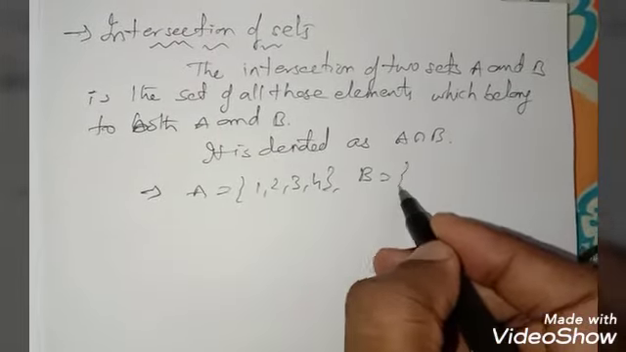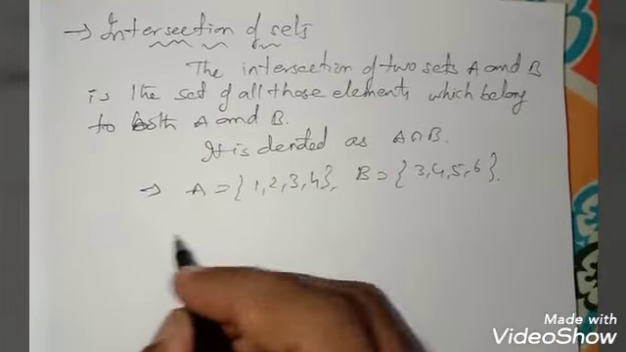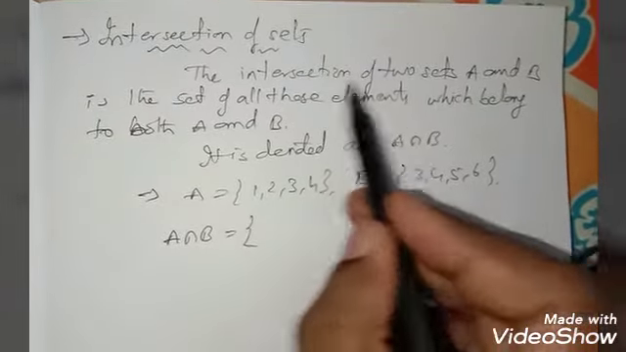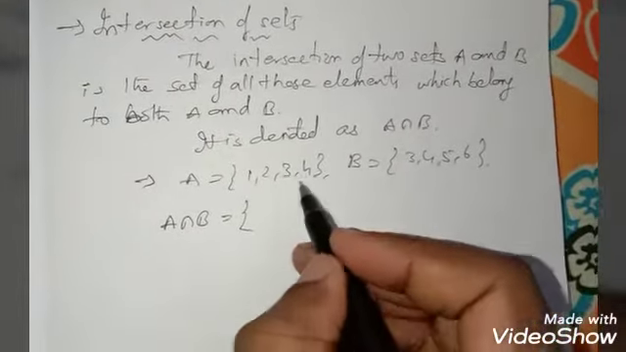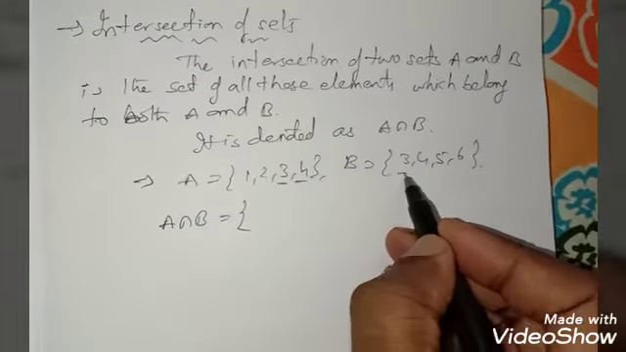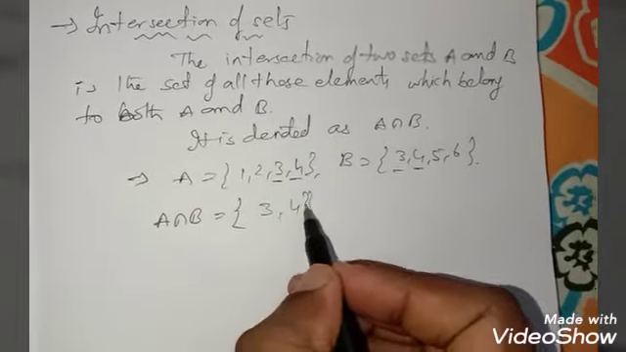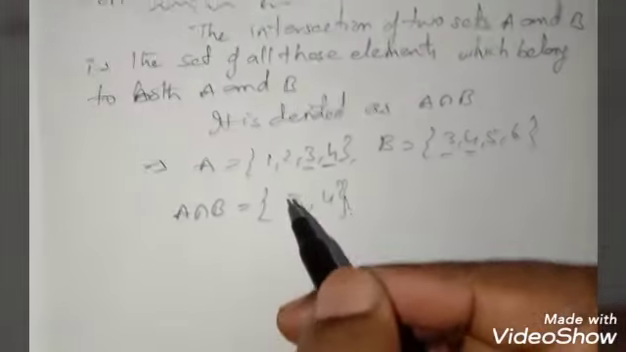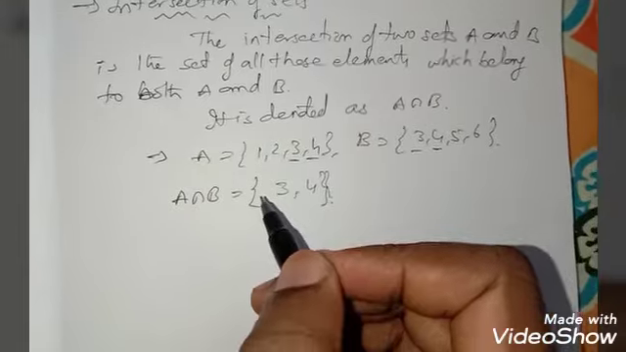Now if I take an example, A = {1, 2, 3, 4} and B = {3, 4, 5, 6}. The previous problem only I have taken here. So A ∩ B, as per the definition, is the set of all those elements which belong to both A and B. What is the value which is common? 3 and 4 are common, so my answer is {3, 4}, right? We write only the common terms in intersection, but in union we take all the elements, including the common values.